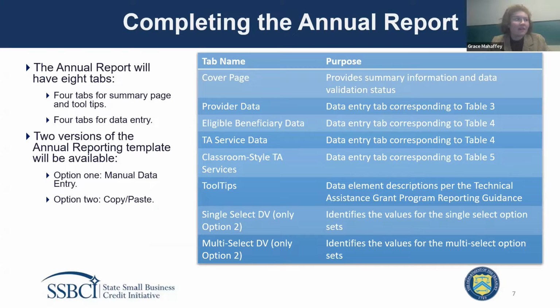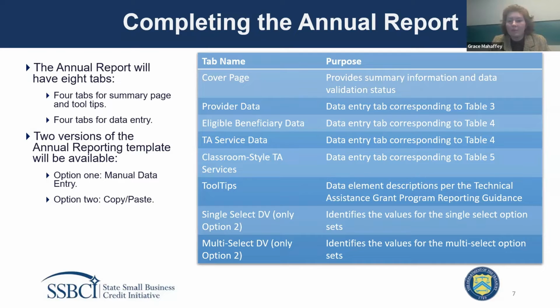First, I just wanted to kick it off by explaining that the annual report this year will have 8 tabs provided on it. There will be 4 tabs for summary information, tooltips, and some other helpful resources, and then 4 tabs for data entry. You can see the breakdown of that on the right side here. Treasury will also be providing 2 copies of the annual report template this year.